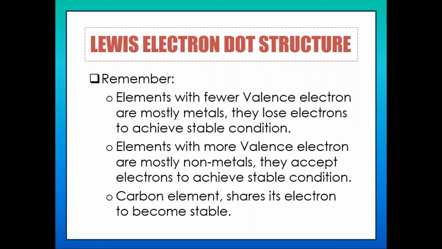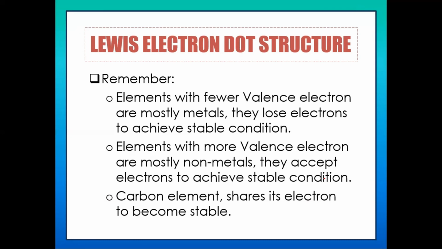Pero what I want you to remember muna, yung konsepto kapag metal ka, you have fewer valence electrons and you tend to donate your electrons to the other elements just to reach stability. Okay, yun yung tatandaan nyo muna. And elements with more valence electrons, syempre, di na sila magdodonate. They tend to accept electrons just to reach stability.